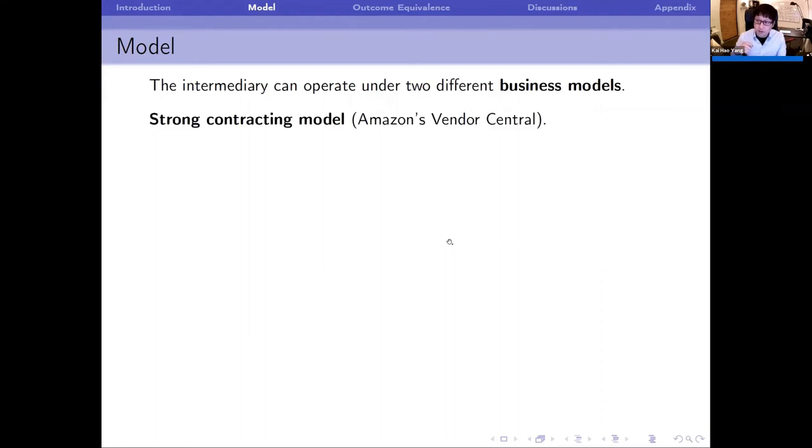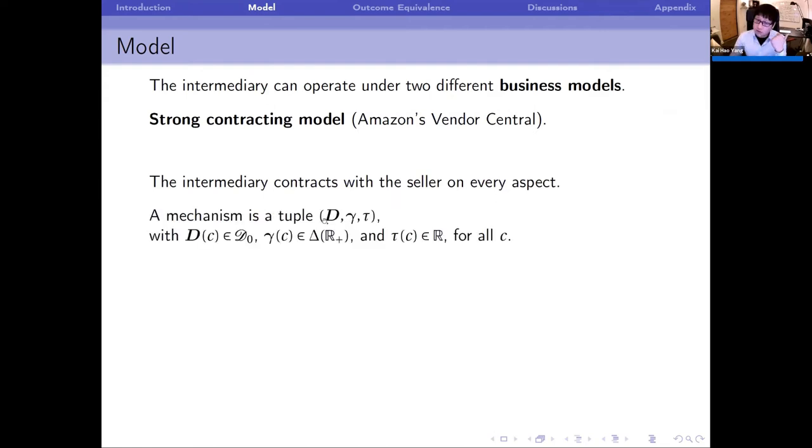The first business model I'm going to consider is what I call the strong contracting model. That corresponds to Amazon's Vendor Central model that we just saw in the introduction. In this business model, the intermediary is able to contract with the seller on every aspect of the market, including the information that's going to be provided to the buyer, the price that's going to be charged to the buyer, and the amount of money that the seller would have to pay to the intermediary in exchange for the service. So the revelation principle applies here.